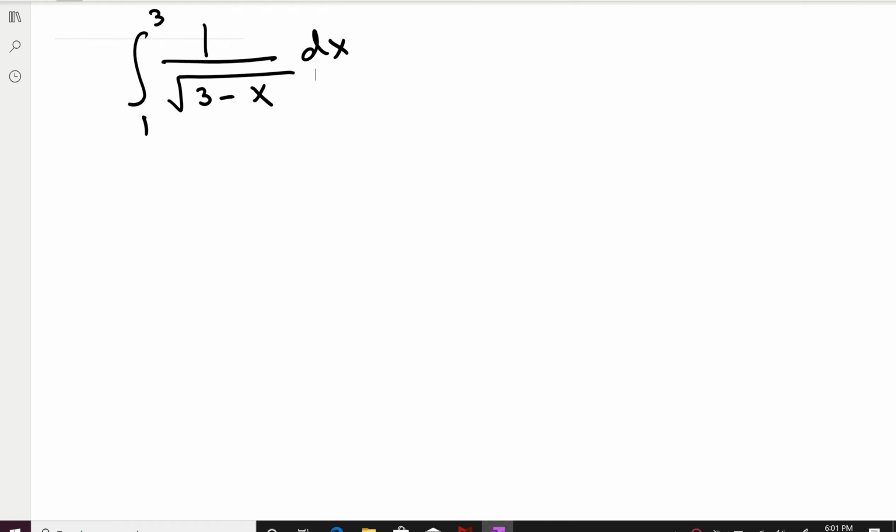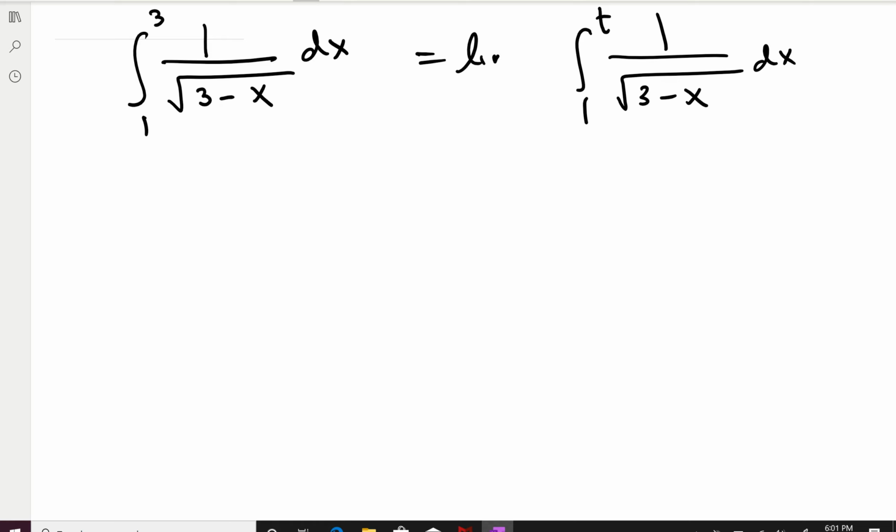Right, here's my third example. Now, the function 1 over square root 3 minus x is discontinuous when x is equal to 3, and that bad point is the upper limit, the upper bound of the integral. So, this is a type 2 improper integral. What do we do here? Well, replace that 3 by a letter t, and we are integrating 1 over square root of 3 minus x with respect to x, and let the limit t goes to 3 from the left hand side. Right. Okay. So, now we just need to perform the integration.